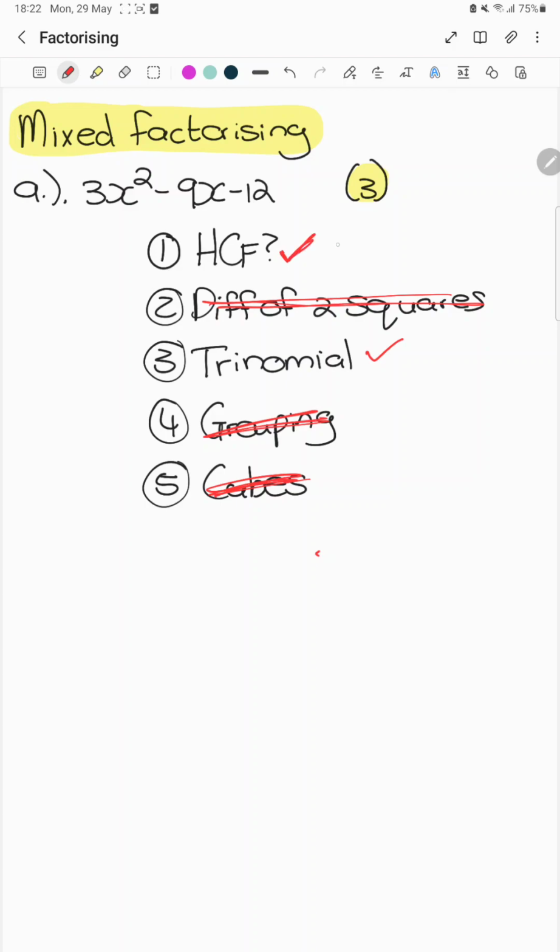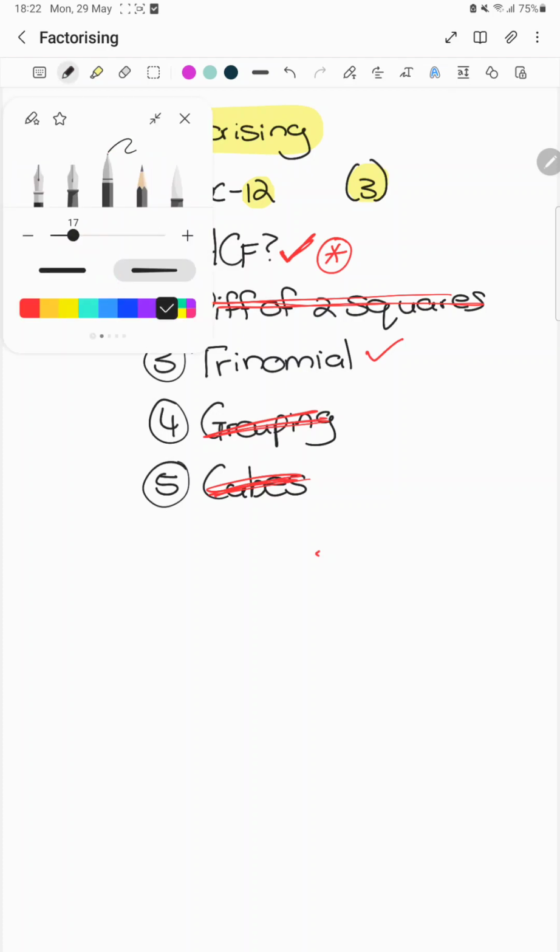We always start by looking for a highest common factor. So in this case, I have 3, I have 9, and I have 12. Do they have something in common? Yes, they do. In all 3 of these terms, I can take out a 3. So that's the first thing we are going to do.